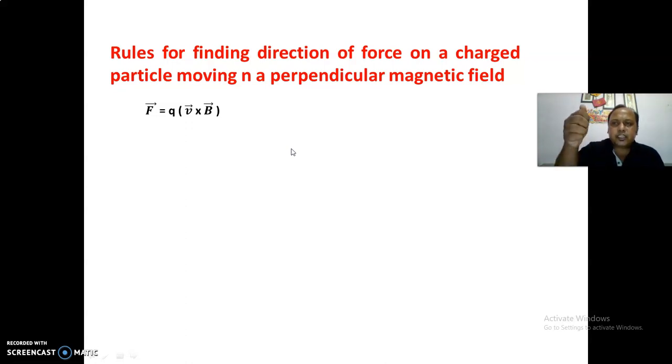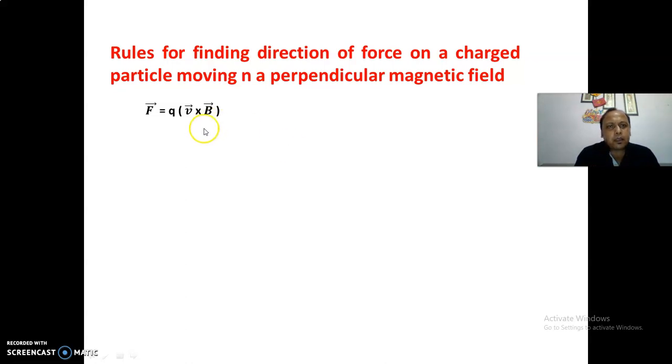We have to consider our right hand and curve the fingers from V to B. Then the thumb will show us the direction of force. So we have to take our right hand, curve our fingers in such a way that they move from V to B. Then F will be represented by the thumb. This is the general way to find the direction of force.